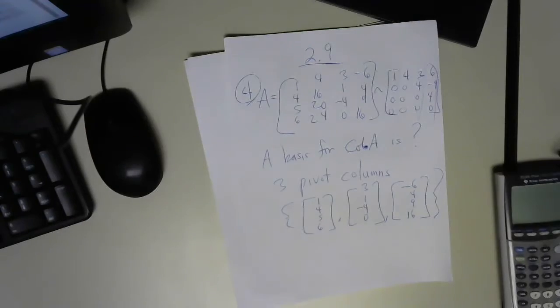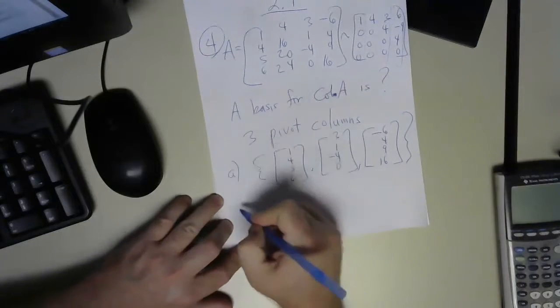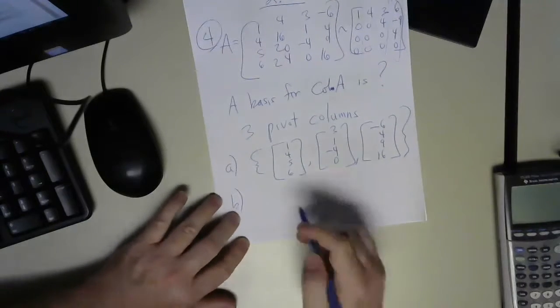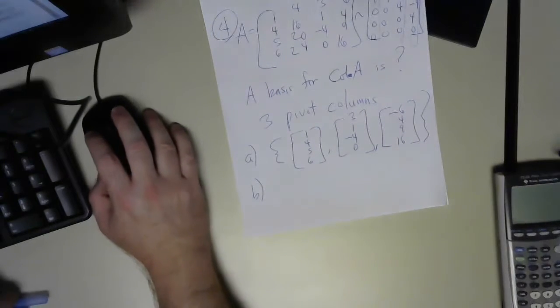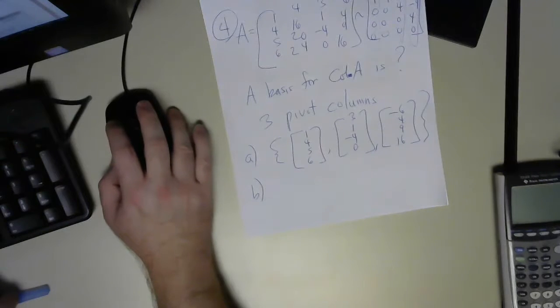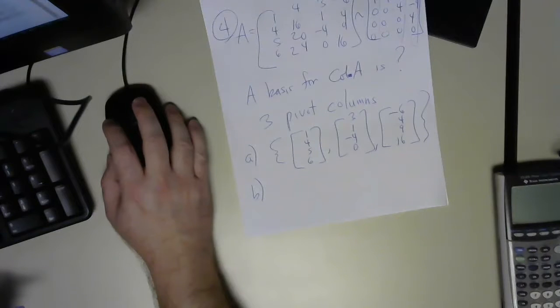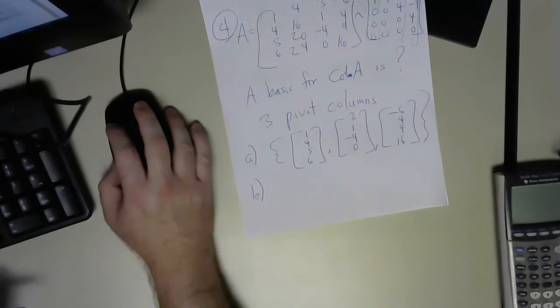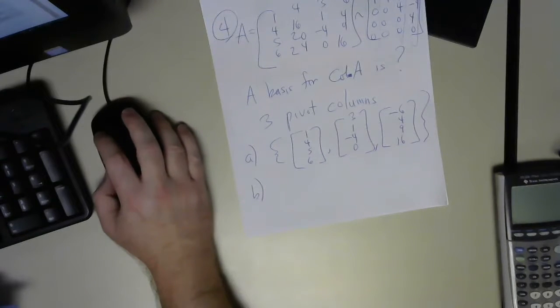All right, so in the second part of the problem, we're supposed to find the null space of A. So there's part A, there's part B. Now we're looking for, and let me see if they wanted a basis for this thing. Yeah, they actually wanted the basis for the null space of A. Okay.